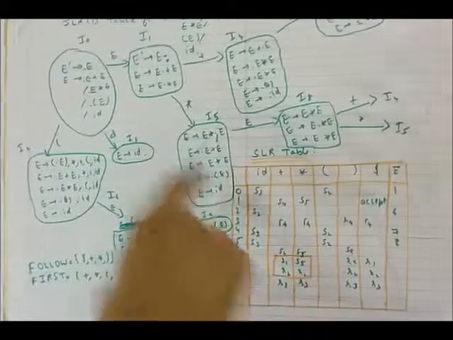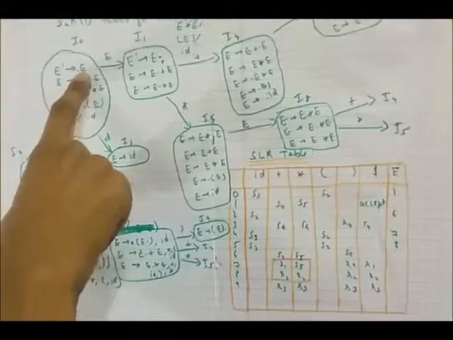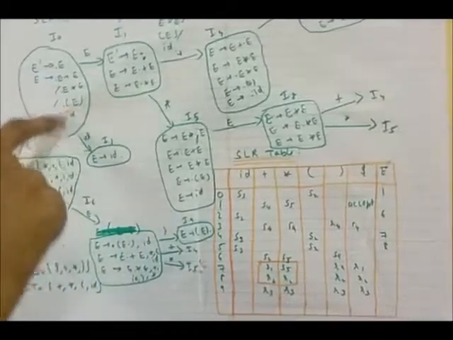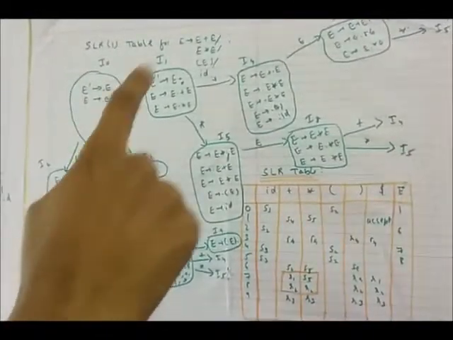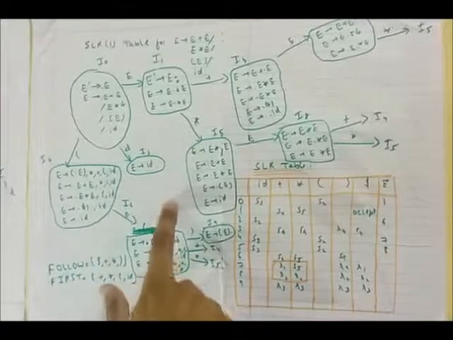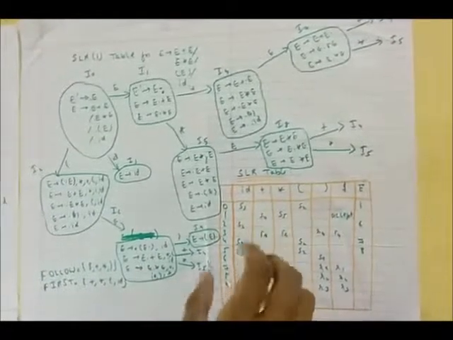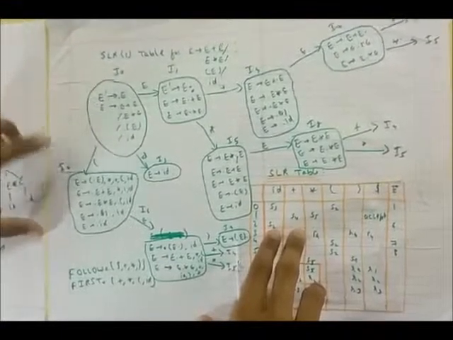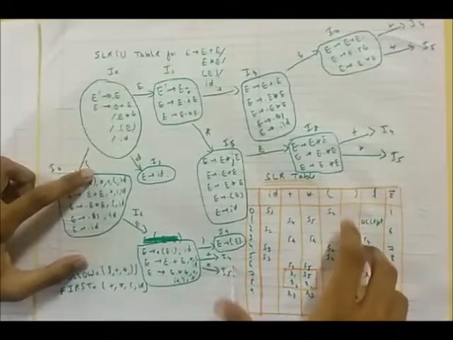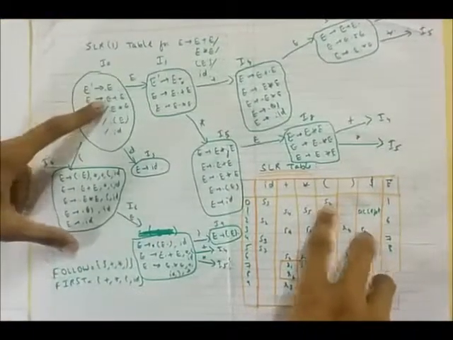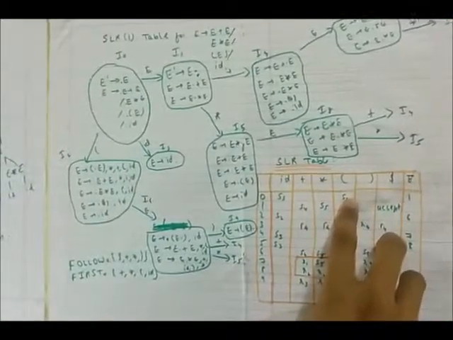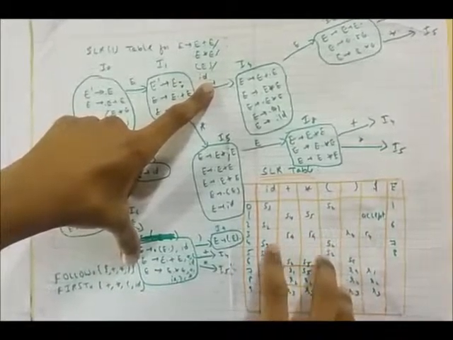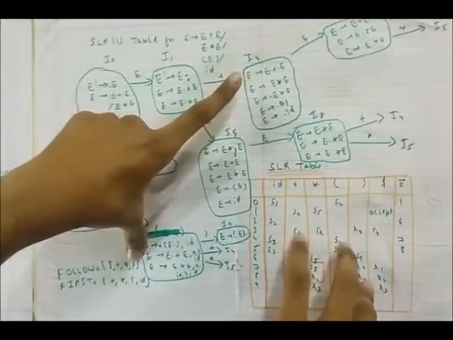From I0 we see that if we input ID, where does it go? It goes to I3, so we write S3. And then we again see where the inputs go. We get I0 to I2 via open bracket, so we write S2 here. And then we go to I1. From I1 we get plus going to I4 and star going to I5, so it will be S4 here.